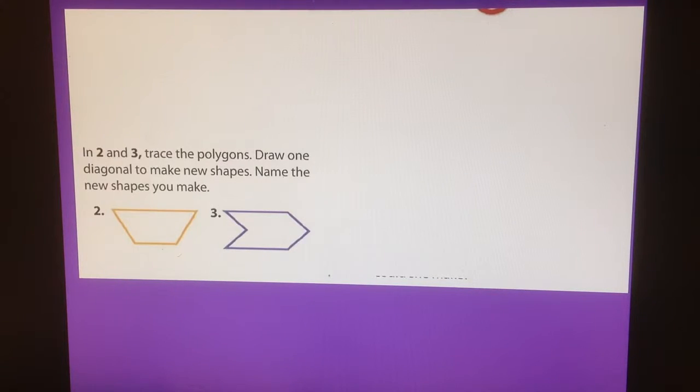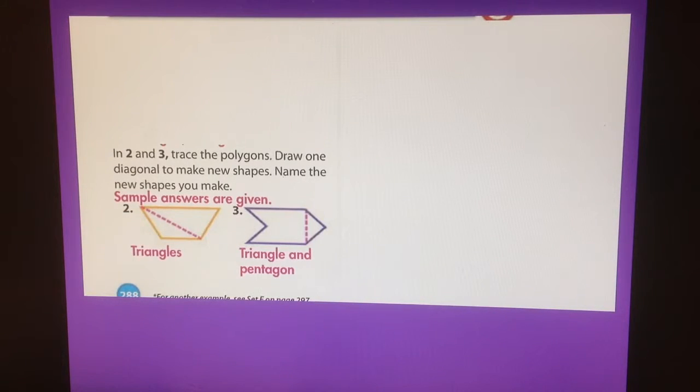So remember, when we draw diagonals, we go from one vertex, that means corner, to another vertex inside the same shape, but it cannot be the vertex next to each other. It has to be a vertex further away than next to each other. There's just a few diagonals we could make. Sample answers are given. That means there are other correct answers too.